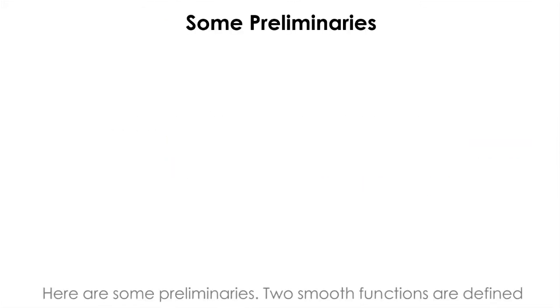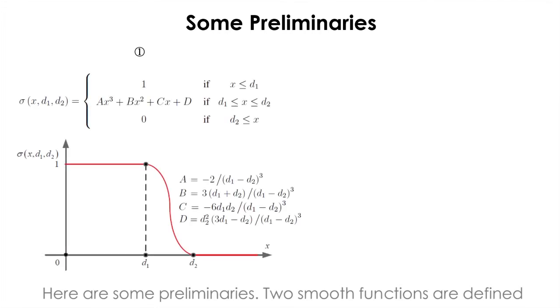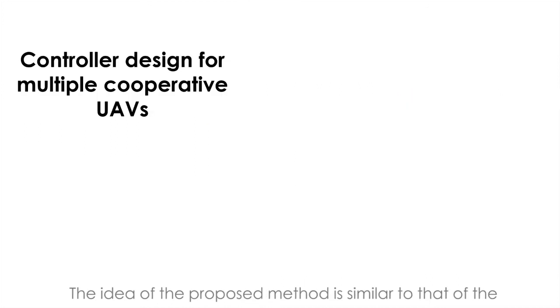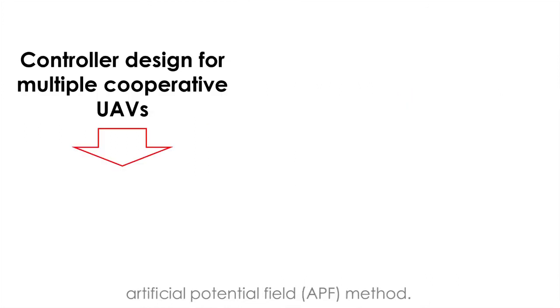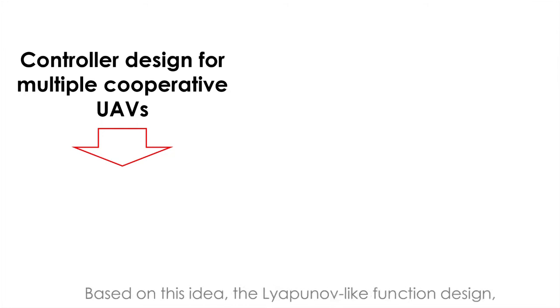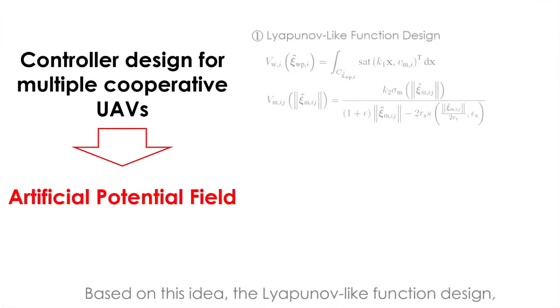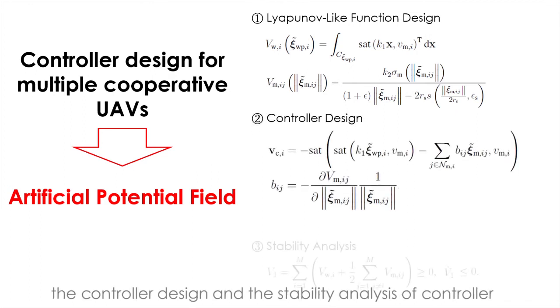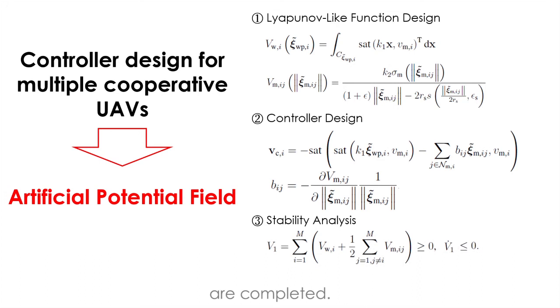Here are some preliminaries. Two smooth functions are defined for the following Lyapunov-like function design. The idea of the proposed method is similar to that of the artificial potential field method. Based on this idea, the Lyapunov-like function design, the controller design and the stability analysis of the controller are completed. The proposed controller relies on the following three features.